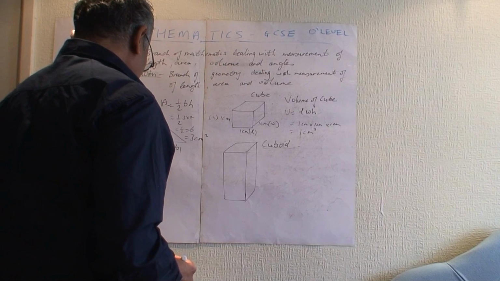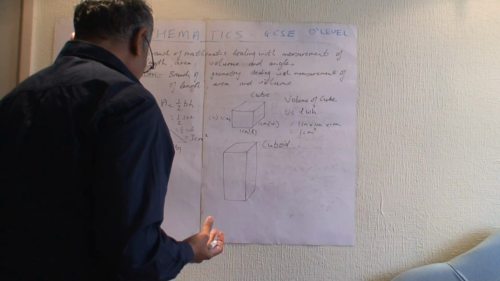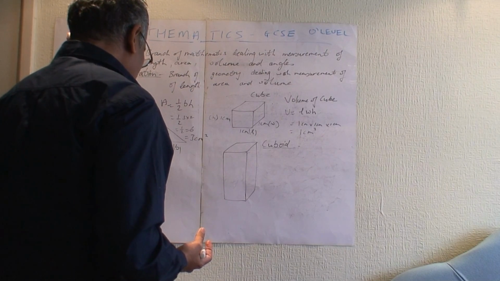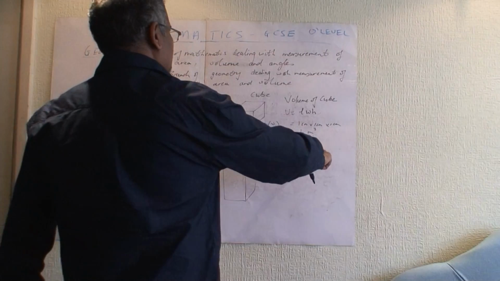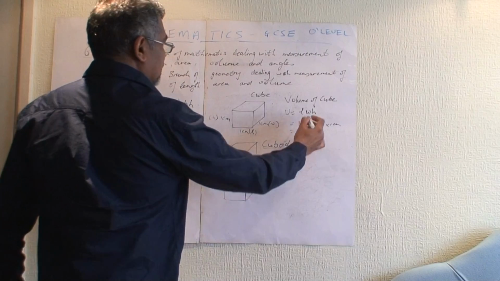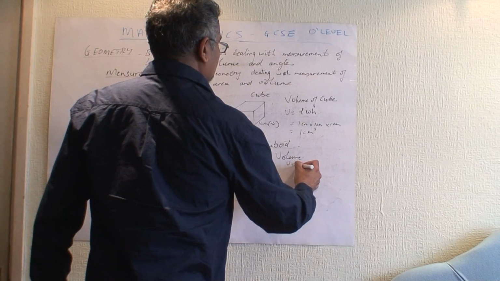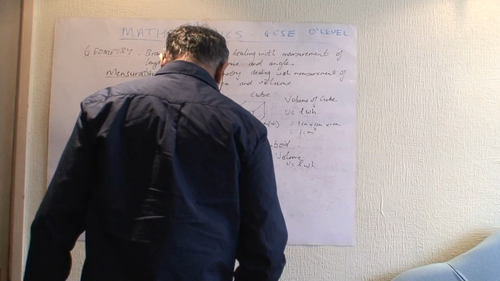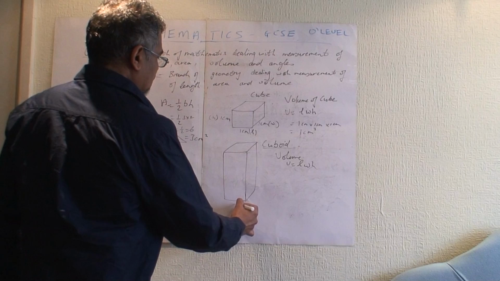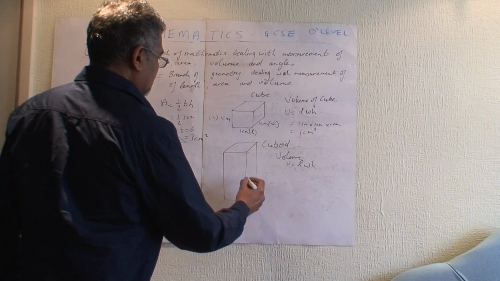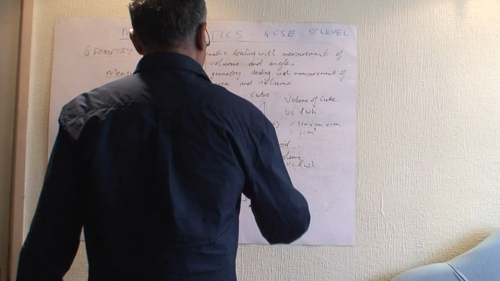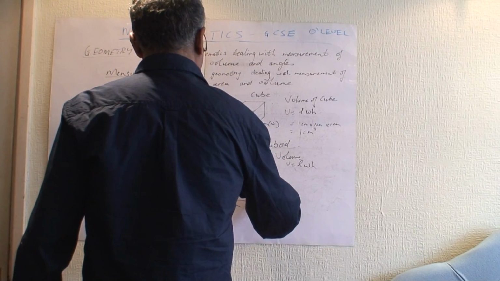So we have this cuboid, and basically we just want to find out the volume. The formula is the same as the cube. Volume is equal to length, width by height. So this is 1 centimeter, this is 5 centimeters, and this is also 1 centimeter here.